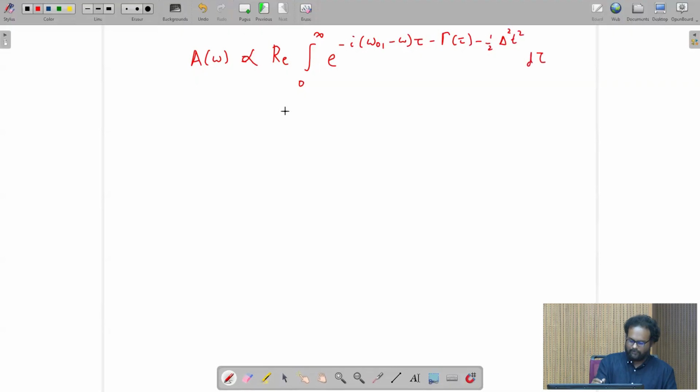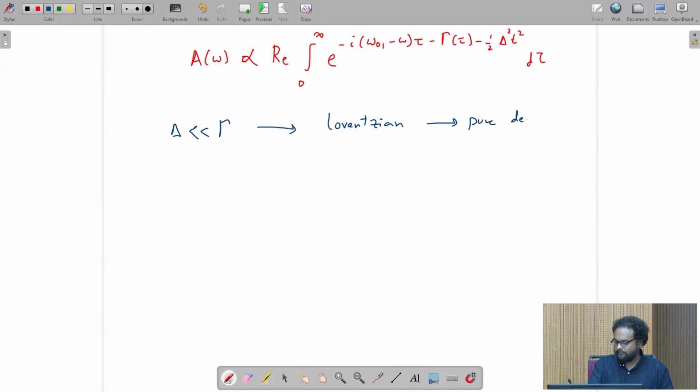That's your absorption spectrum. Let's take a situation where my delta is much smaller than gamma, which means the fluctuation in transition frequency is much smaller than the damping coming from the pure dephasing part. If I do this, then you will see my line is a Lorentzian. And from here, you get the line width, you get the pure dephasing part, which is related to the fact that you are losing the coherence that you have created.